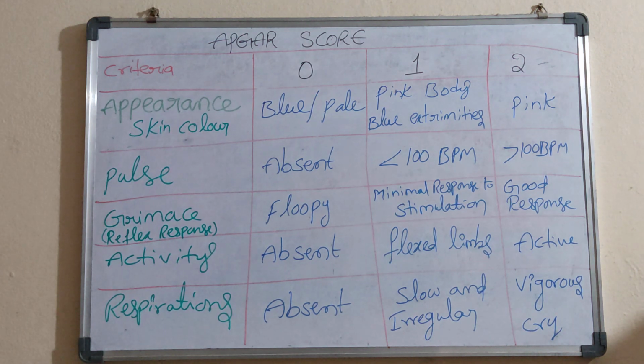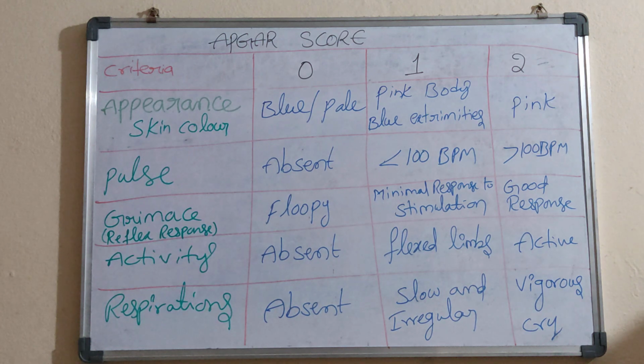And the 4th criteria is activity. What is the baby's limb movement? The baby is not moving his upper limbs and lower limbs, and there is no movement of the body, you can keep absent under the 0. If there is no movement of the body, you can give the score 0. But if the baby is keeping somewhat flexion of the limbs, you can give 1. If there is no active movement, you can give 0. Somewhat flexion of the limbs, 1. Active movement of the body is there, directly you can give 2.